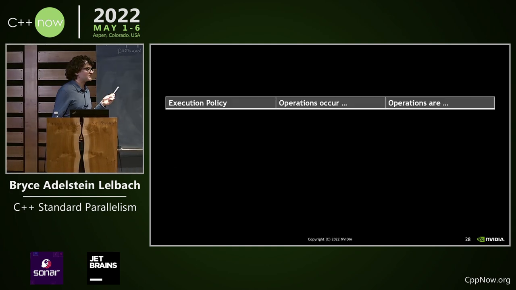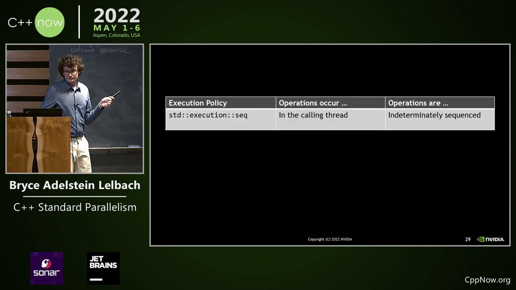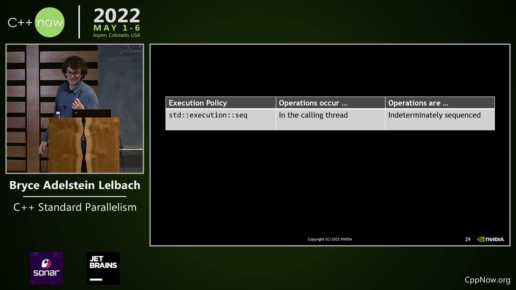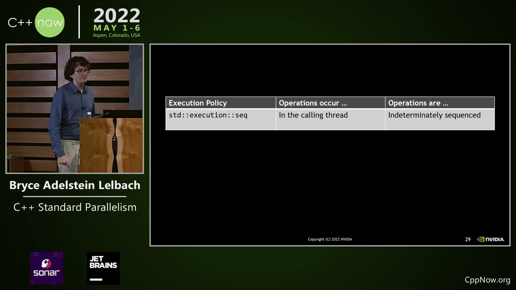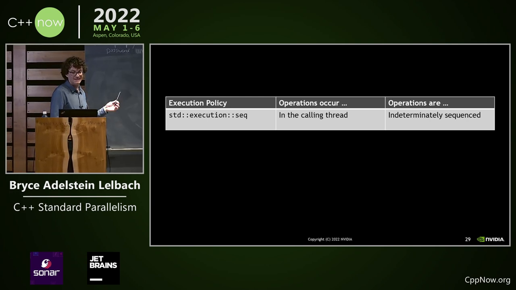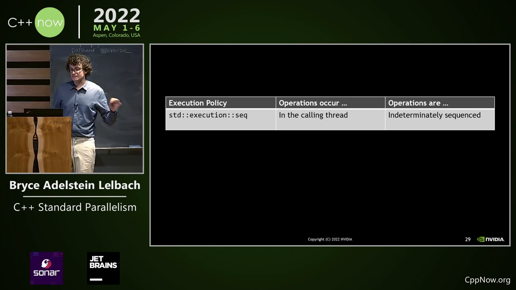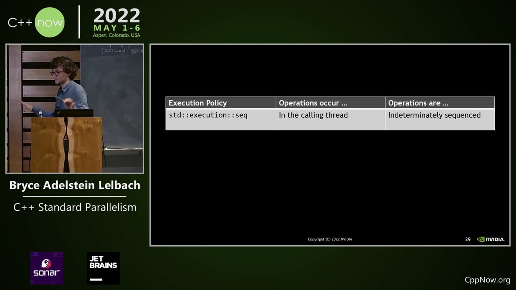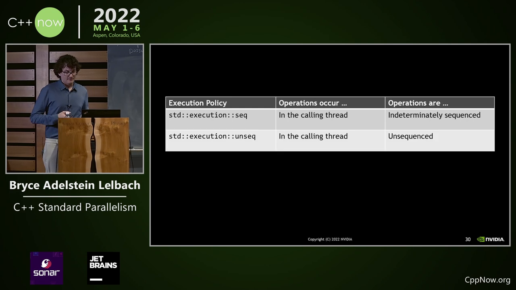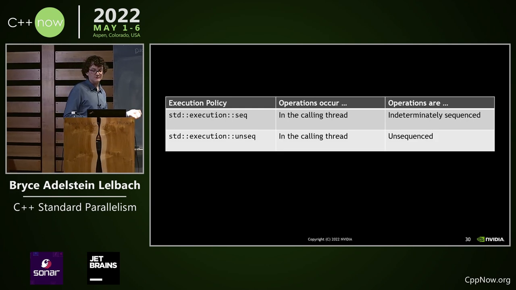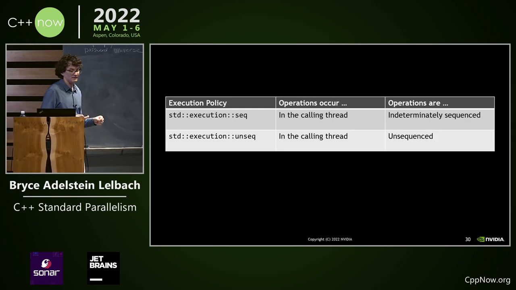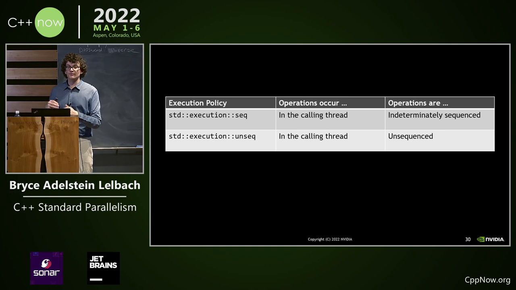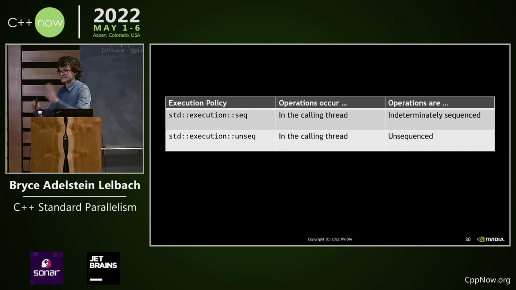So there's four different execution policies in the standard now. First, we have std::execution::seq. This indicates that all operations must be performed within the calling thread and must be indeterminately sequenced, which essentially means no parallelism is allowed. Unseq also requires all operations to be performed in the calling thread, but it allows those operations to be unsequenced with respect to each other. So that means that your compiler can vectorize, but it's not required to.